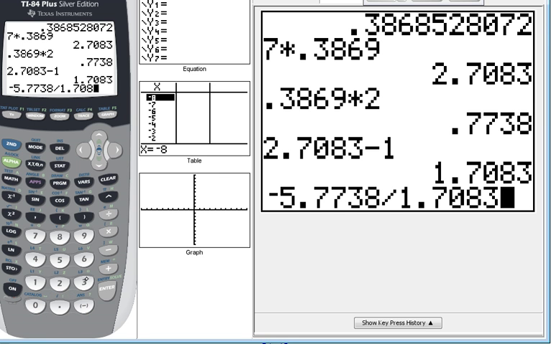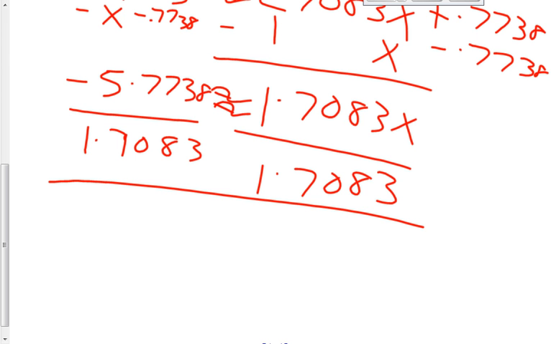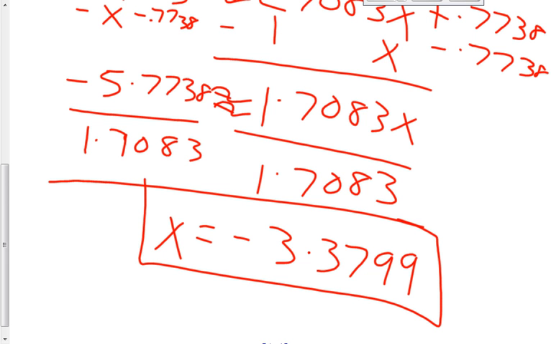My answer for x is going to be a negative 3.3799. See if I can remember that. Negative 3.3799. And there is my answer for x. Approximately. X is approximately equal to that. So hopefully that makes sense. I'll go through this next one with you as well to make sure that we all get the right answer for the next one.